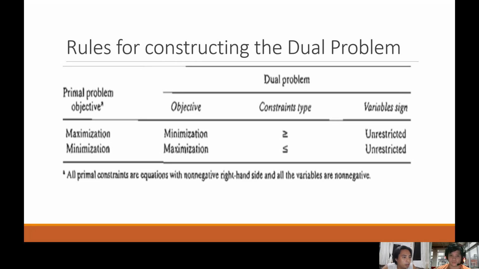So for the rules of constructing the dual problem, the sense of optimization in the dual is always opposite to that of the primal. An easy way to remember the constraint type in the dual is that if the dual objective is minimization, then the constraints are all of type greater or equal. The opposite is true when the dual objective is maximization.